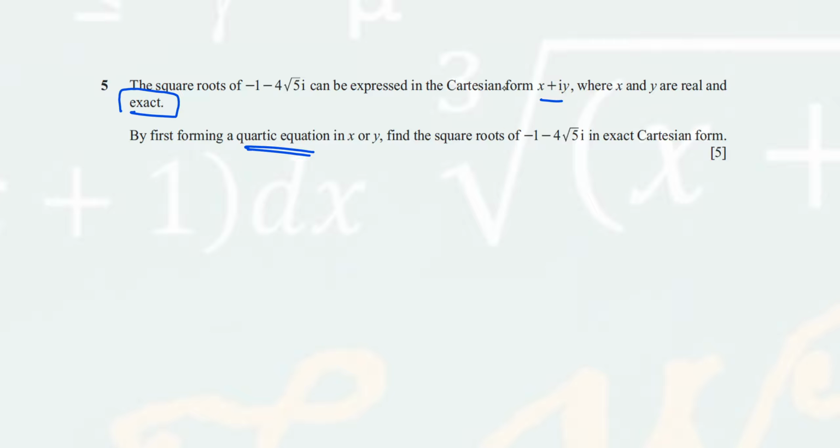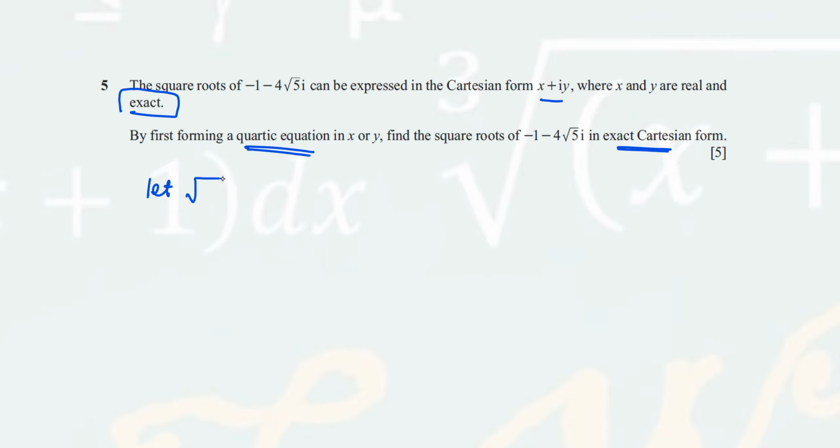x degree 4. Okay, or I would say the equation with the highest degree of 4. So by forming that, find the square roots. Square roots means more than one answer in exact Cartesian form. Okay, so basically the question is asking for the square root.